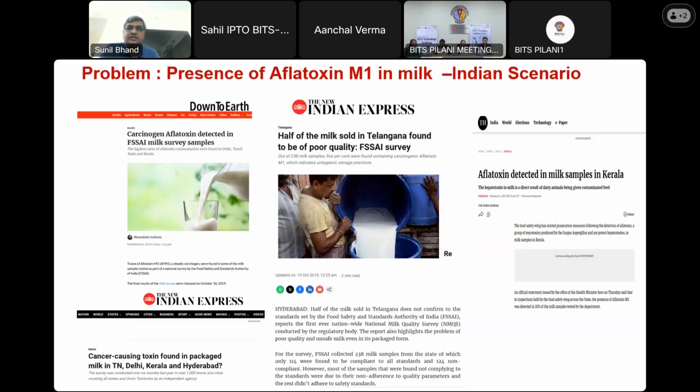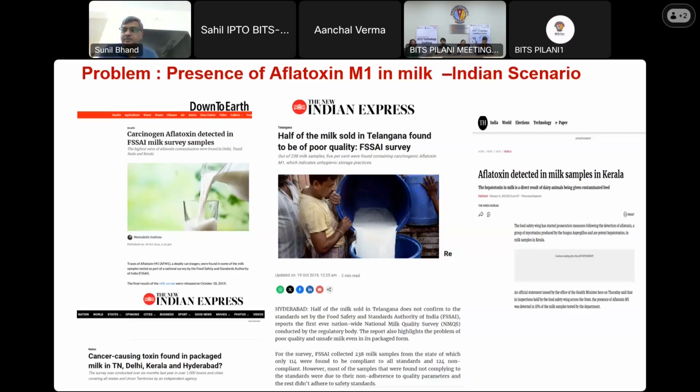You see Telangana, this is a very recent report in 2019 that 50% of milk sold does not meet the standard. There were reports in Kerala, very recent reports again, 21 and so on, and also 2024. So there is a national report conducted by FSSAI, the Food Safety Agency of India, that still the milk problem persists. That's part one within the country for the public health and quality of milk.